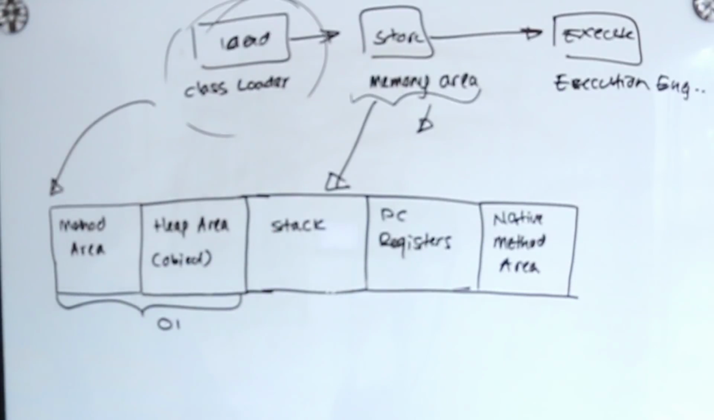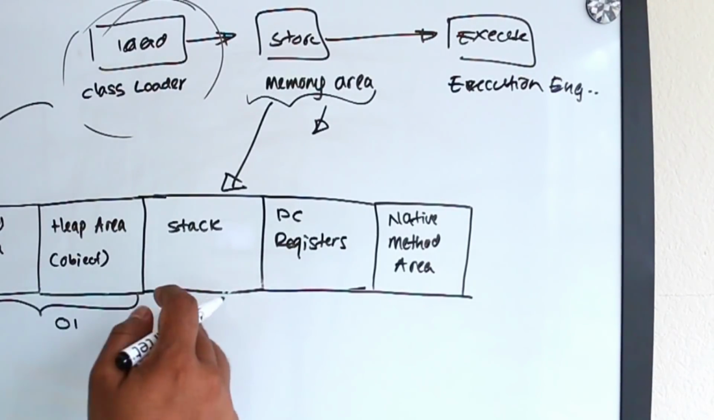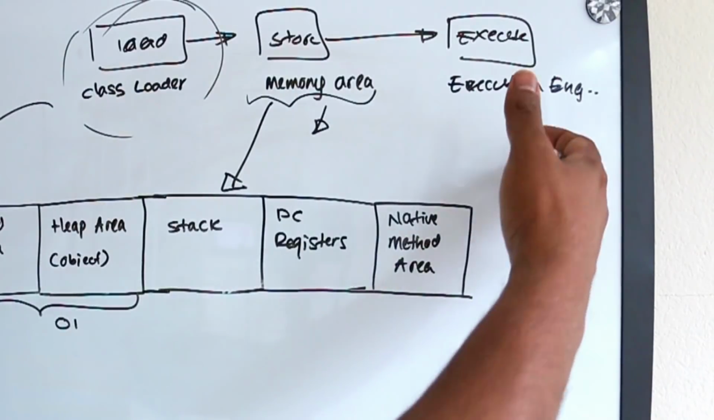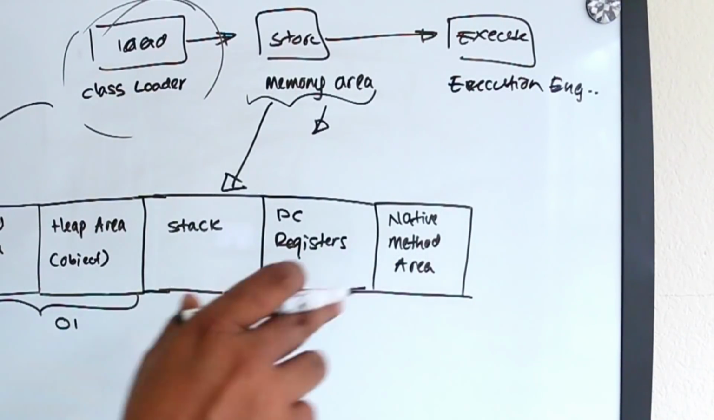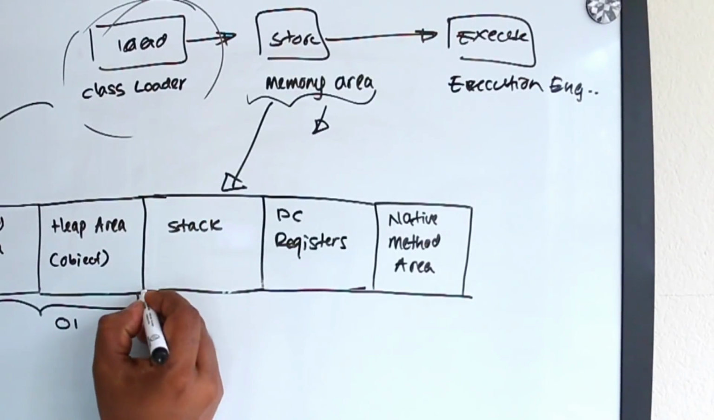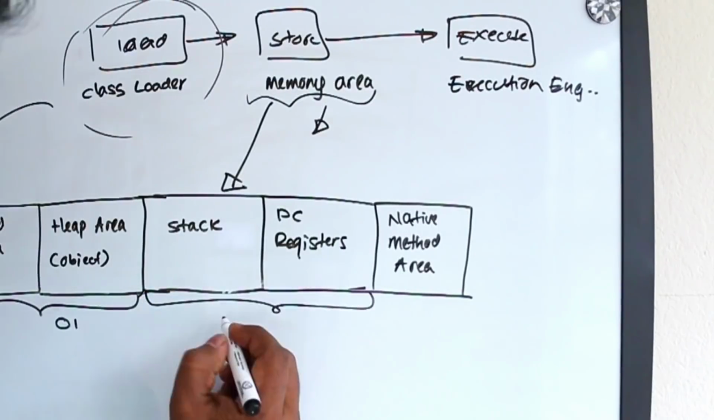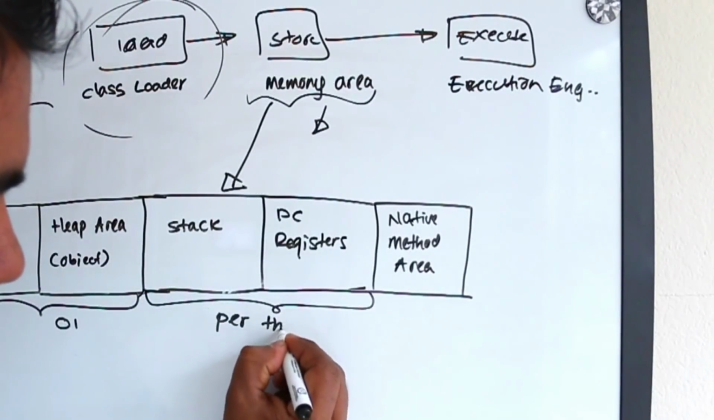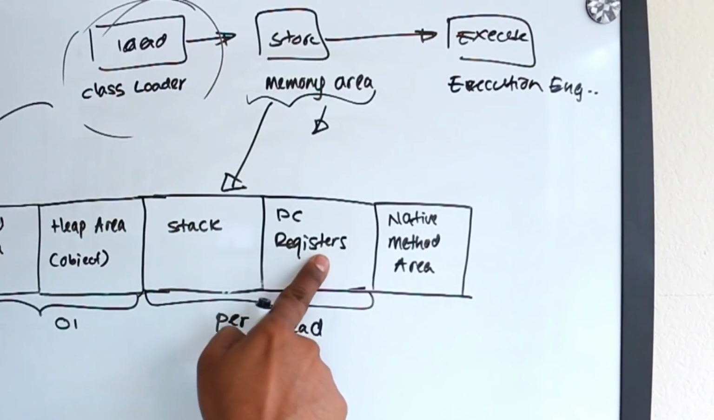Stack will keep the method information, or otherwise local variables, those types of things. For example, when you create your thread, it goes to a method and it will create one frame in this stack. This is created per thread. So you have a stack and you have a PC register.